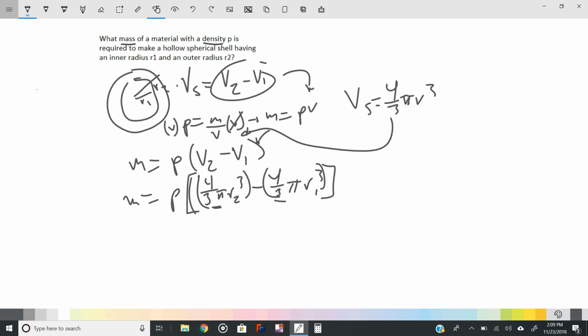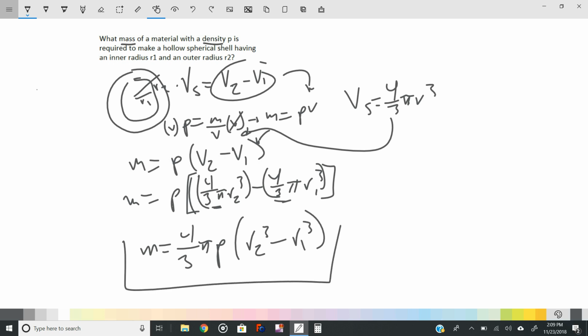And we see there are like terms, so we can take those out if we want to simplify the equation a little more. And for the final equation, we get 4/3 π density times (r2 cubed minus r1 cubed). And there's your answer.